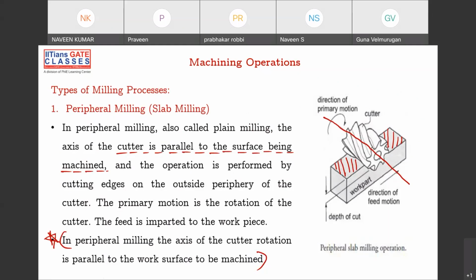Have you heard of end milling? Yes or no? No, you haven't heard of end milling? Okay, fine. Let me discuss then.